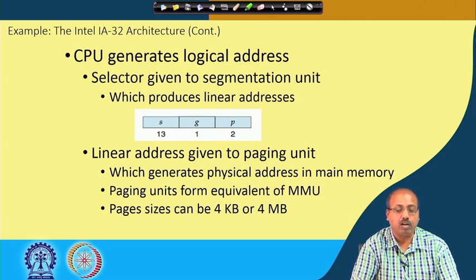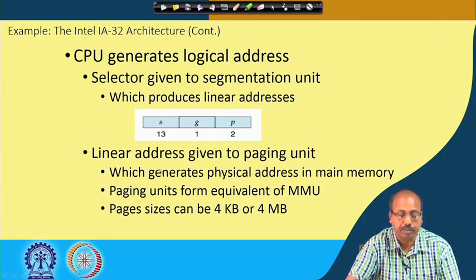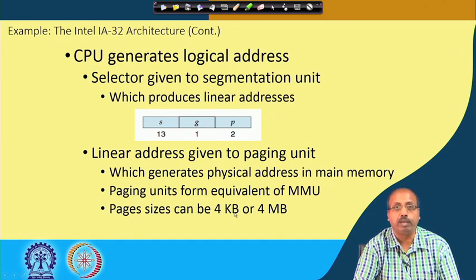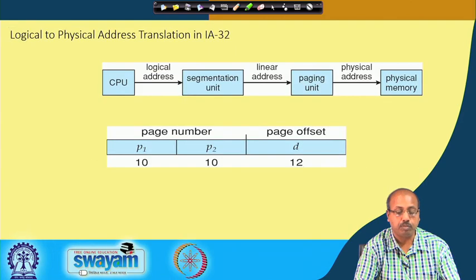So, this is an example of the IA-32 architecture. The CPU generates the logical address, and the selector is given to the segmentation unit, which produces a linear address. The selector S, with the G and P bits, indicates global and private. The linear address goes to the paging unit, which is equivalent to the MMU, the memory management unit, and generates a physical address in the main memory. Page sizes can be 4 kilobytes or 4 megabytes. So, there are two different page sizes for IA-32.